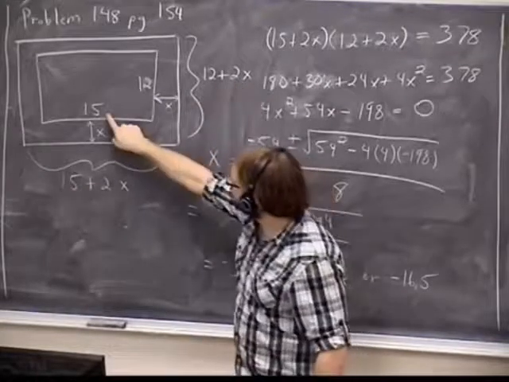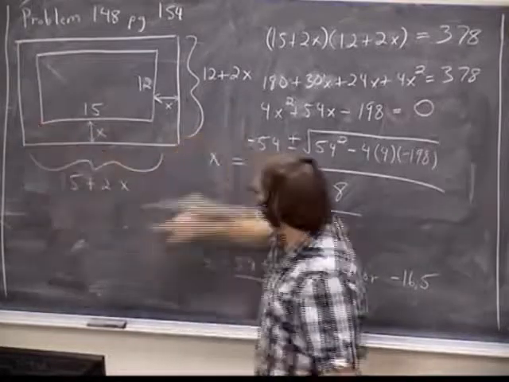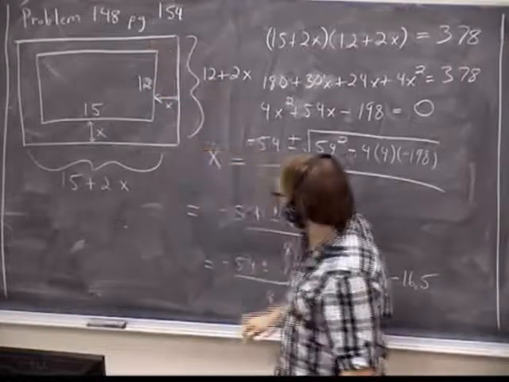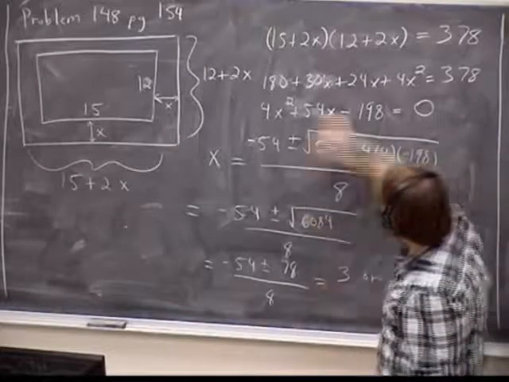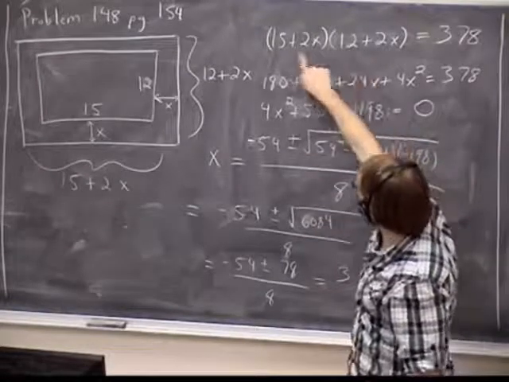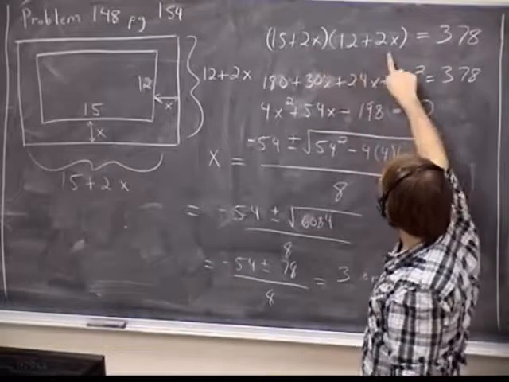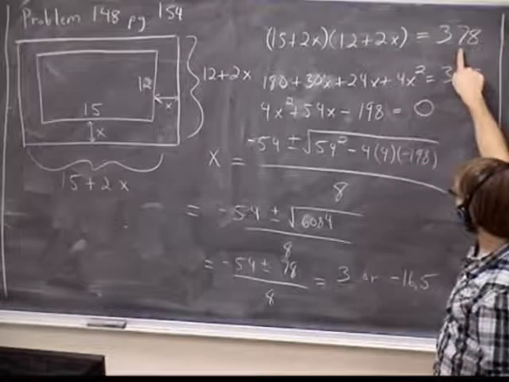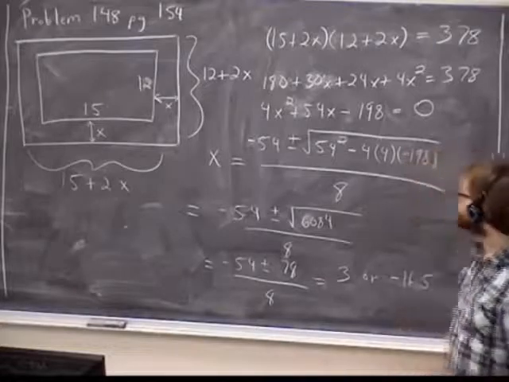You see here you've got 15, but then you've also got x on both sides. And here you've got 12, but then x on the top and bottom. Okay, so the equation we get from that is up here. 15 plus 2x times 12 plus 2x represents the area, and we know that the area is 378 feet squared. So now all that's left is to actually solve this equation for x.